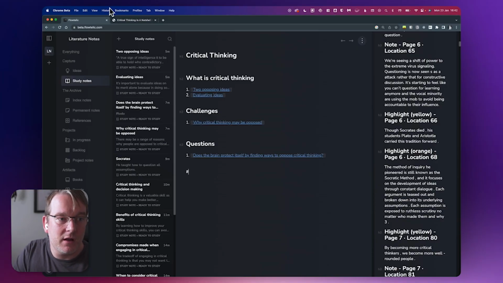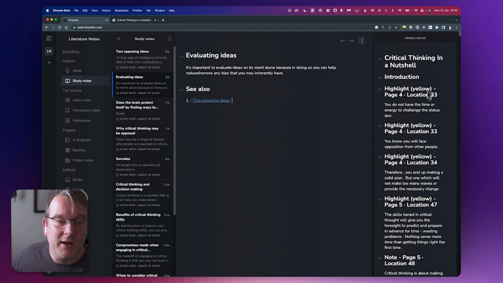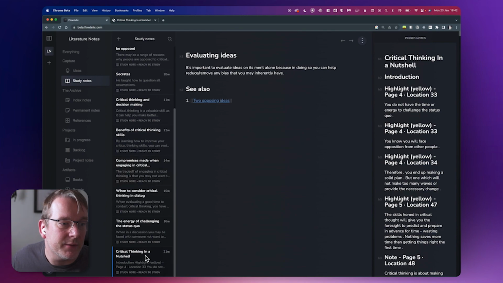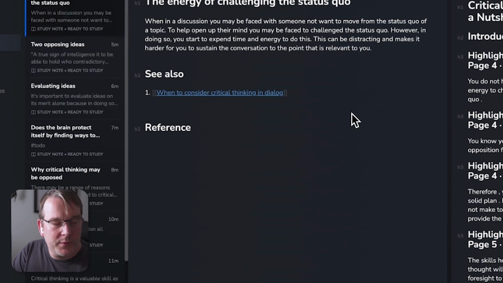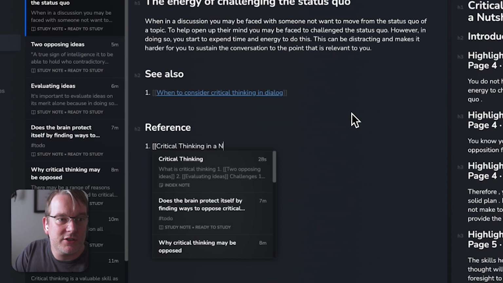What would I do differently if I had more time with this? I would probably make a note where in the book I picked up those ideas from, just so I can keep those references. An example could be evaluating ideas. I had it in here, didn't I? No, I just named it evaluating, I think. So, do not have time to challenge. That's probably one of the earlier ones. So I would probably put a reference here, and then what I would do is create a book reference. So, critical thinking in a nutshell.